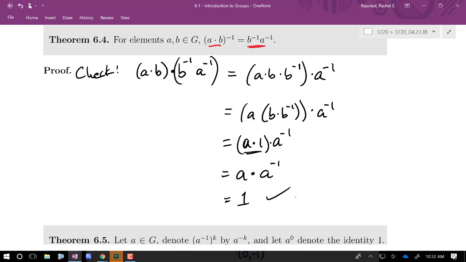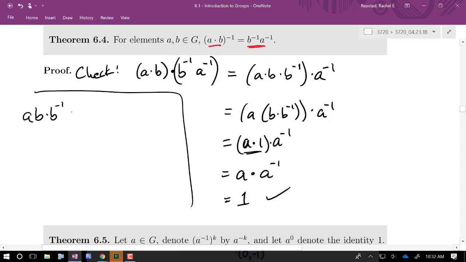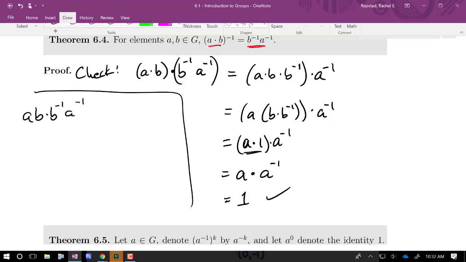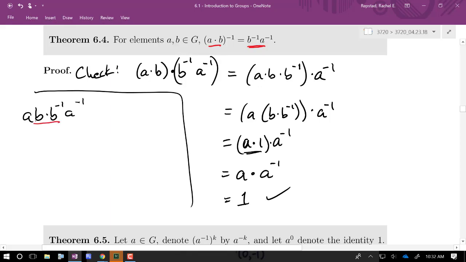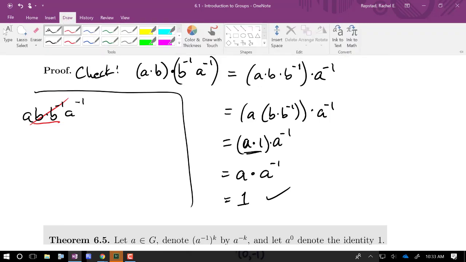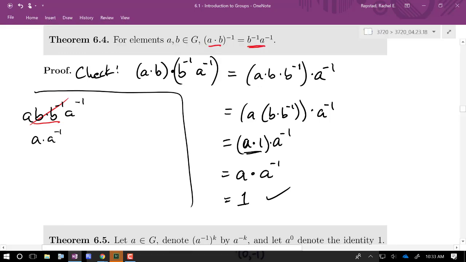The really quick and dirty version of this would look like AB times B inverse A inverse, and just say, look, first, these two inner terms cancel each other out, they collapse, and then we get A inverse, and now these guys collapse to 1. That's essentially what we did. We were just a little bit more careful about crossing the T's and dotting the I's.